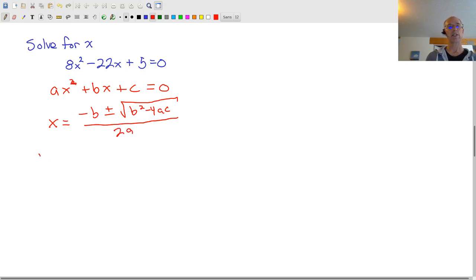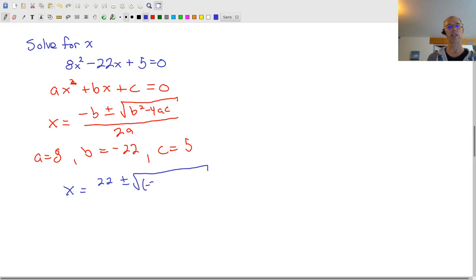So in this case, I believe a is 8. I believe b is negative 22. And I believe c is 5. So plugging those in here, first I have the opposite of b. So the opposite of 22, or negative 22, is 22, right? Opposite of b is positive 22. Plus or minus the square root. Now I'm just going to write this down for now, and I'll clean it up in a minute.